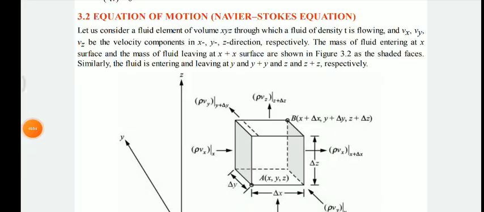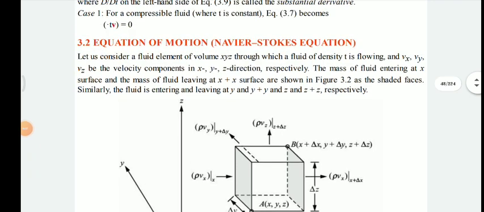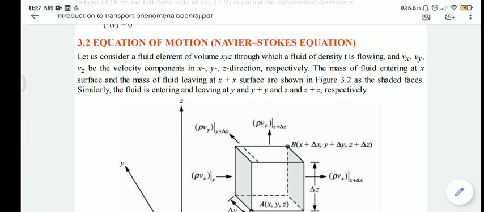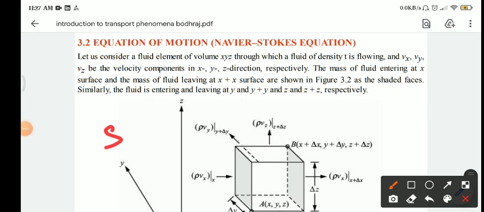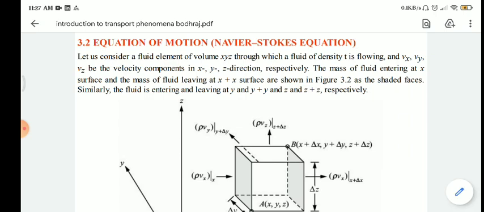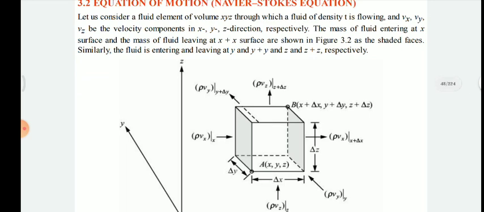Density of the fluid is rho. Now, it is flowing in the x, y, and z directions. So in the x, y, and z directions, the velocity profile can be considered as v of x, v of y, and v of z, the Cartesian components in the directions of x, y, and z respectively.